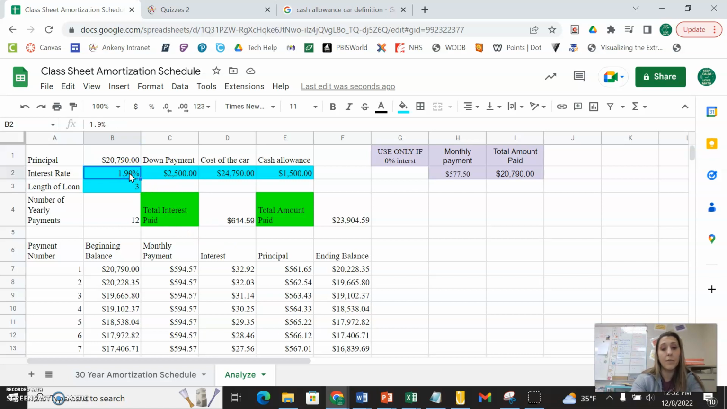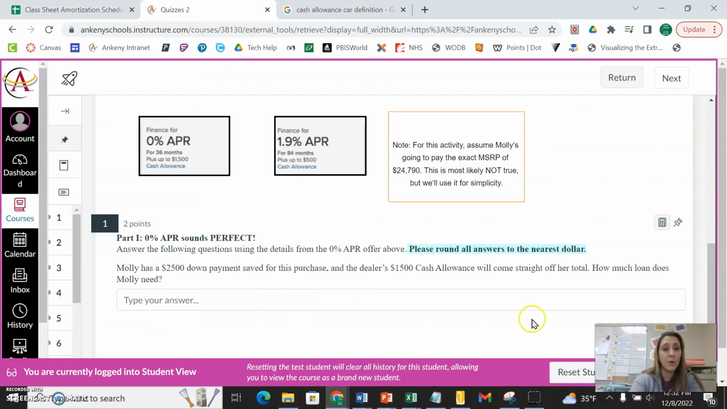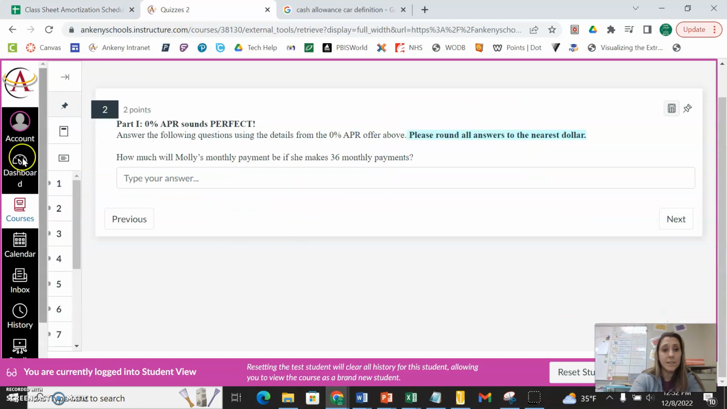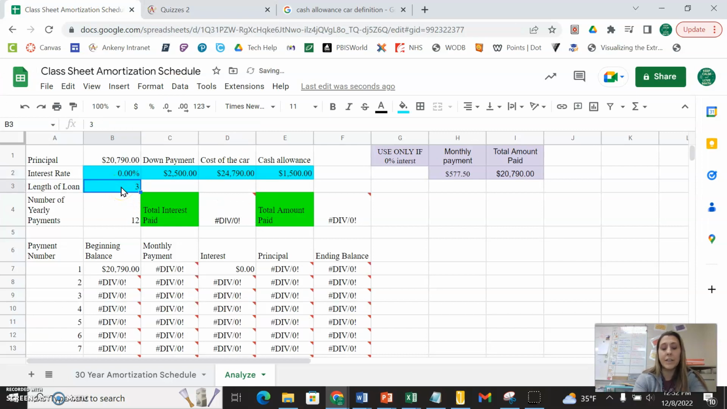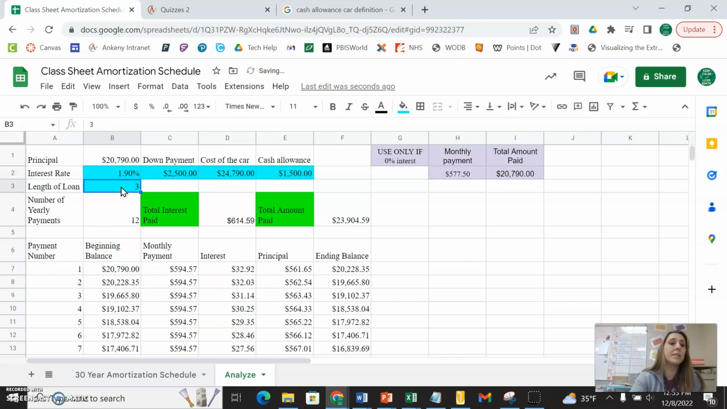The next question is, what is the monthly payment? So what is Molly's monthly payment? If we put in 0% here, we get a bunch of errors, and that means that we're dividing by 0 and we can't do that. So we do not want to divide by 0.